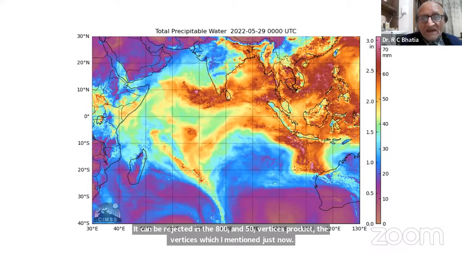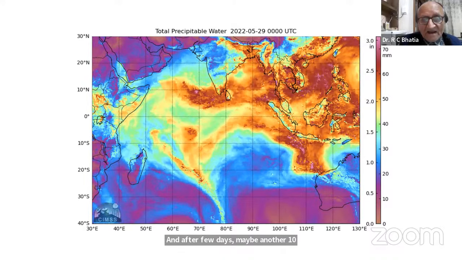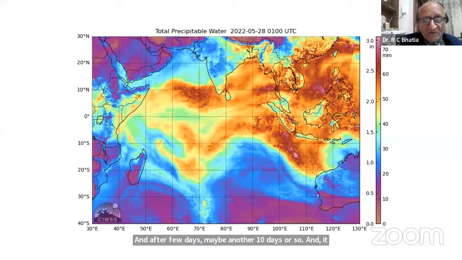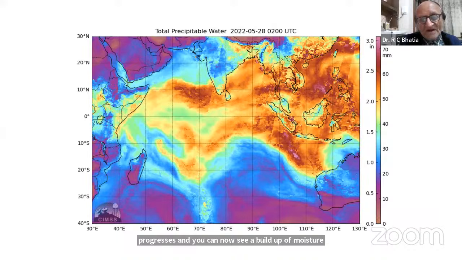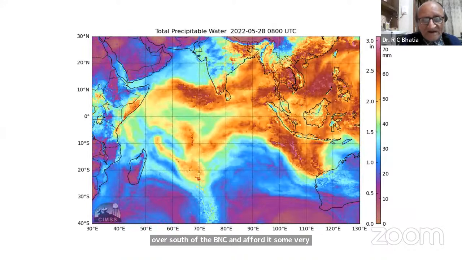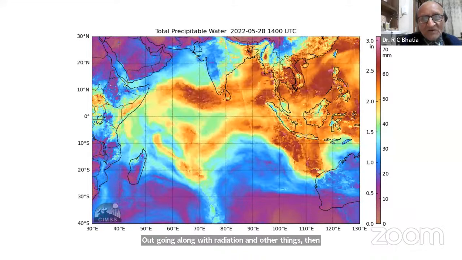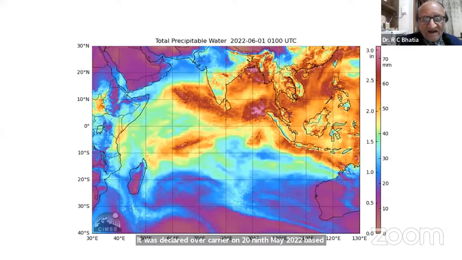And after a few days, maybe another 10 days or so, it progresses further, and you can now see a buildup of moisture over Southeast Arabian Sea. And of course, if some well-defined criteria are met, including outgoing longwave radiation and other things, then the monsoon is declared. Of course, in this particular year 22, it was declared over Kerala on 29th May 2022, based on the criteria.